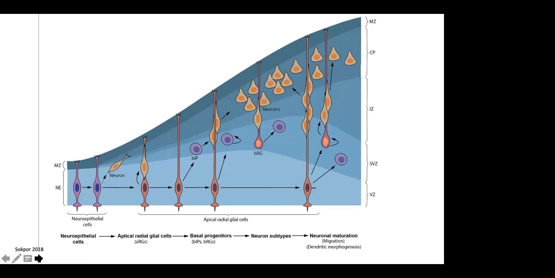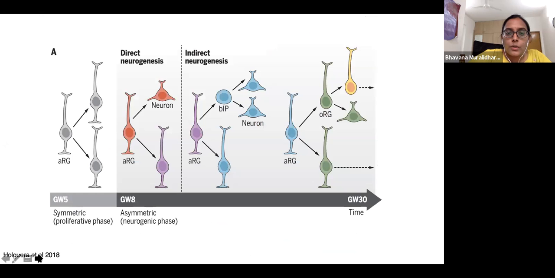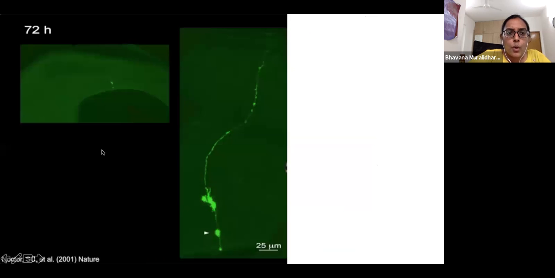Okay, what I'm showing you here is a division. I'm going to show you a video also, but this is just a screenshot here. So this is the ventricle here, and this is this apical radial glia, and this is the developing primordium, right?